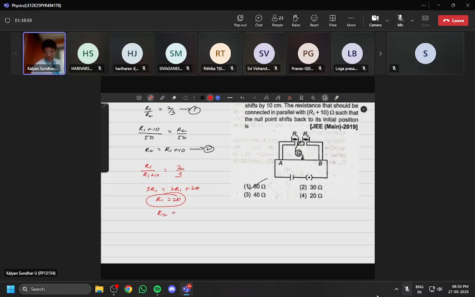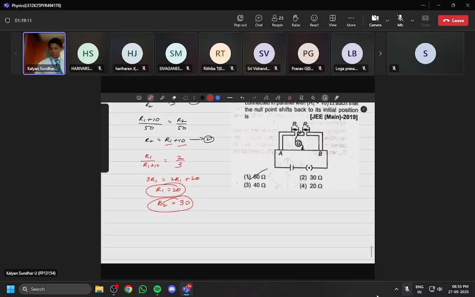Then R2 will be equal to 20 plus 10. It will become 30. R1, R2 value conductor. Now they are asking, if I connect them in parallel, it has to shift back to what? 40 centimeter, it has to shift back. Correct? Now what is the relation here?